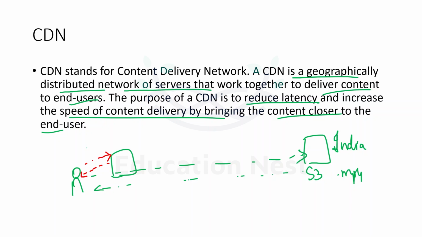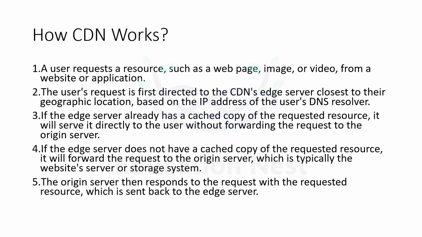So CDNs are commonly used to deliver static content such as images, videos, scripts, or style sheets. They are also used to distribute dynamic content such as web applications and APIs. CDN will help the website owner to reduce their server loads, improve their website availability, and provide better scalability and performance. So that is the use of CDN.